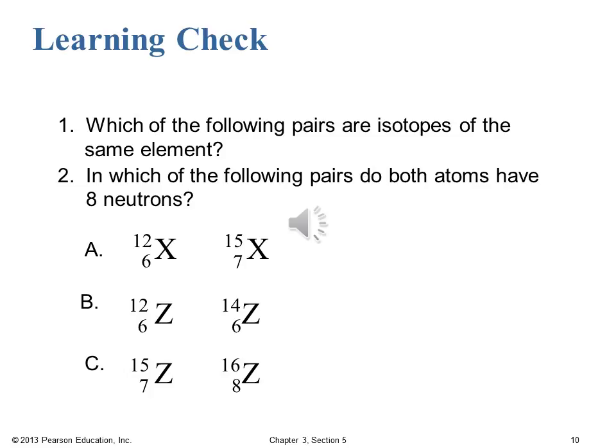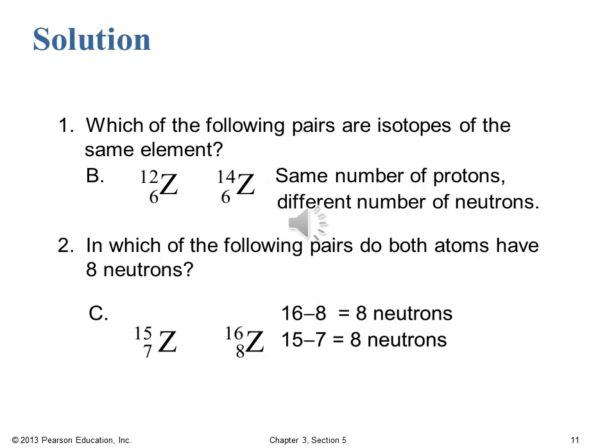Alright, so in this learning check we have 2 questions. First of all, which of the following pairs are isotopes of the same element? And then a follow-up question to that, in which of the following pairs do both atoms have 8 neutrons? So go ahead and answer that, and pause the video if you need another moment. Otherwise we'll pick back up and see how you did. Alright, so for that first question, which of the following pairs are isotopes of the same element? Well, the best answer choice was B.